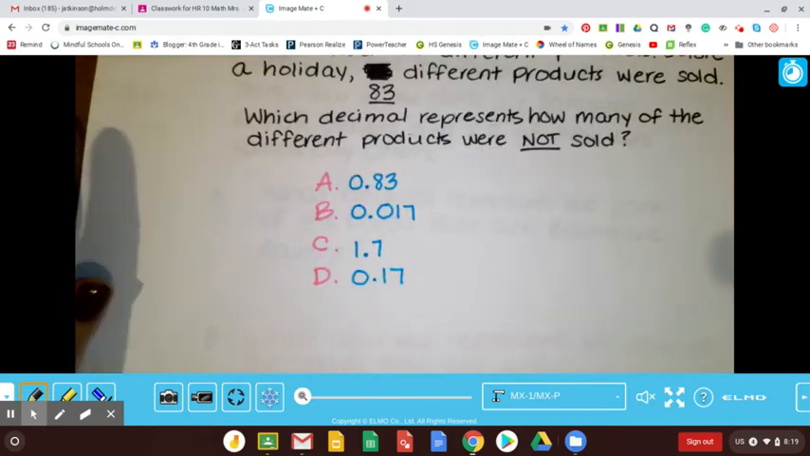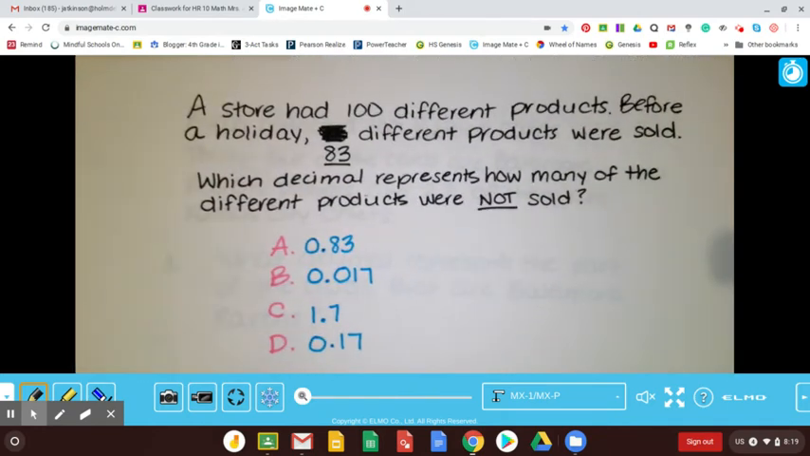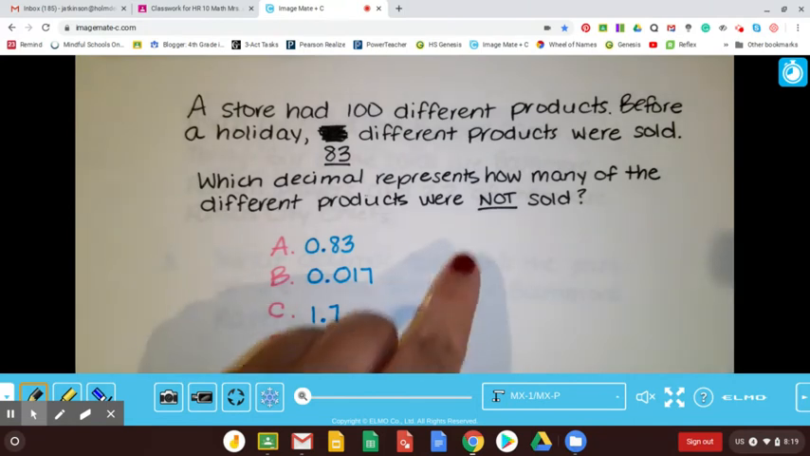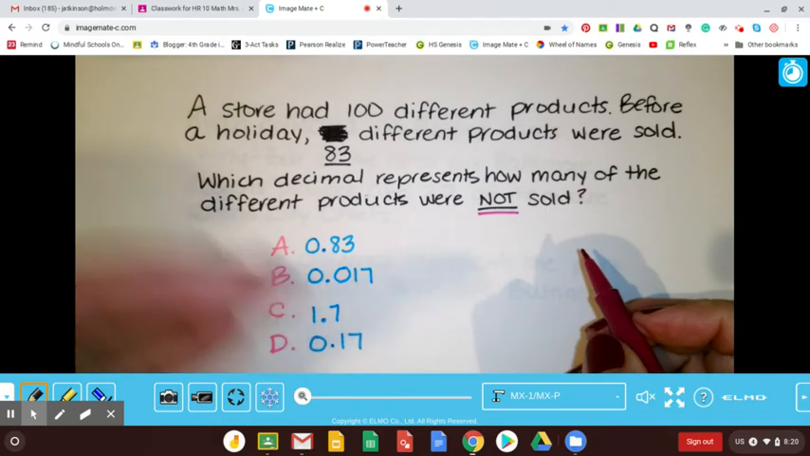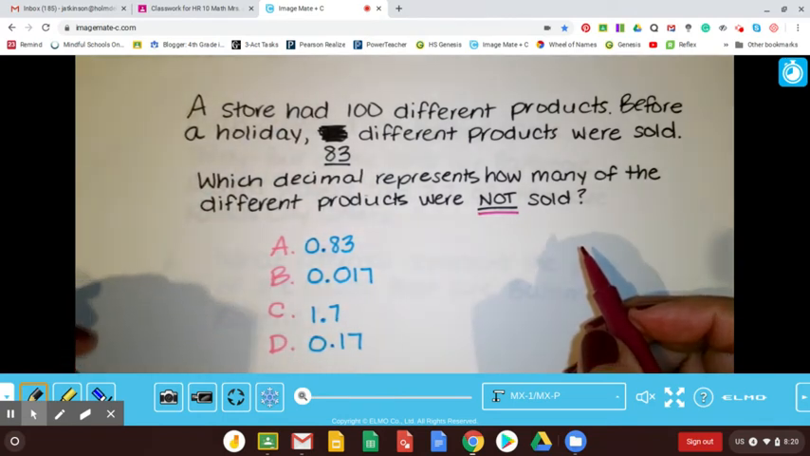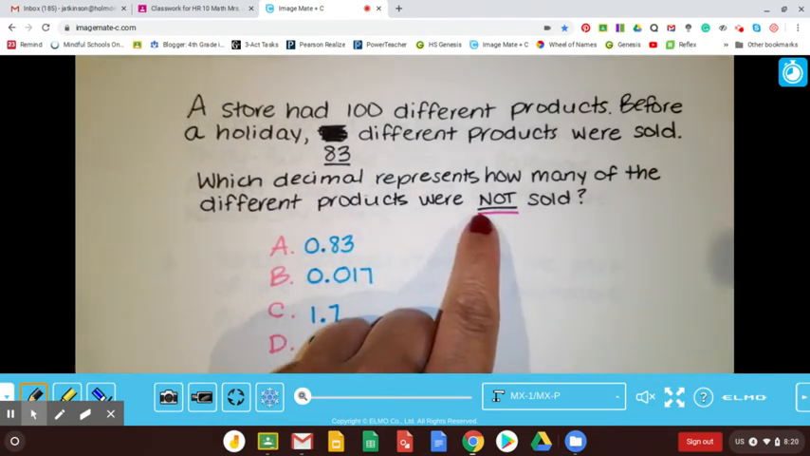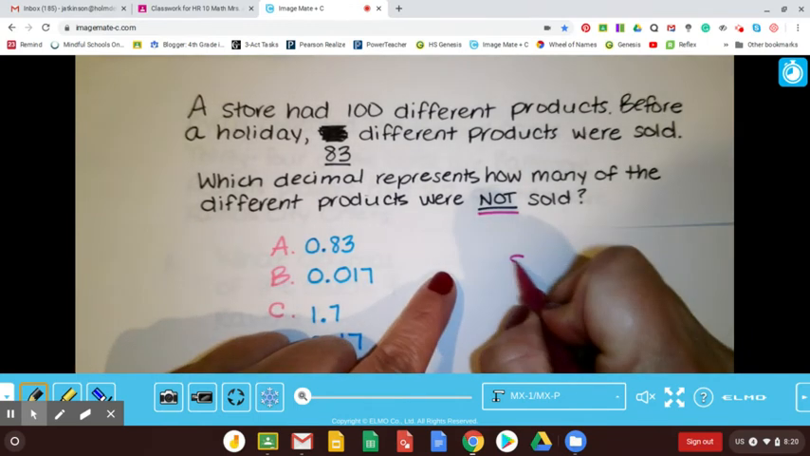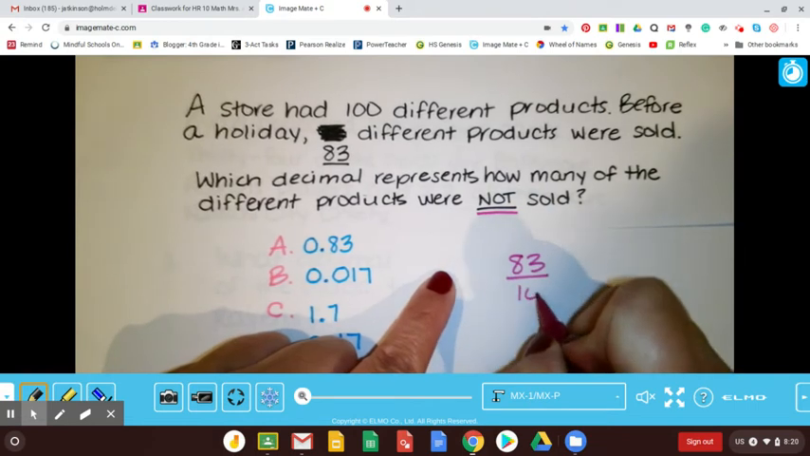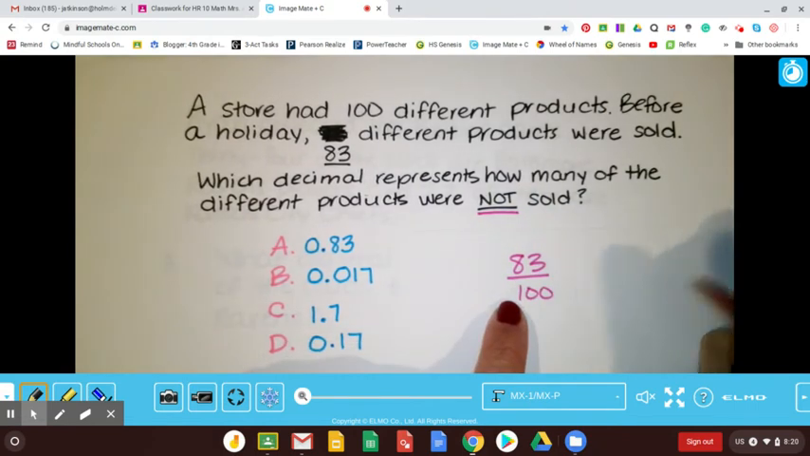Here's another one. A store had 100 different products. Before a holiday, 83 different products were sold. Which decimal represents how many of the different products were not sold? This is really important. So we've done a problem similar to this, but this one is a little bit different because it wants to know the decimal representing the products that were not sold. So 83 out of 100 were sold. So how many were not?